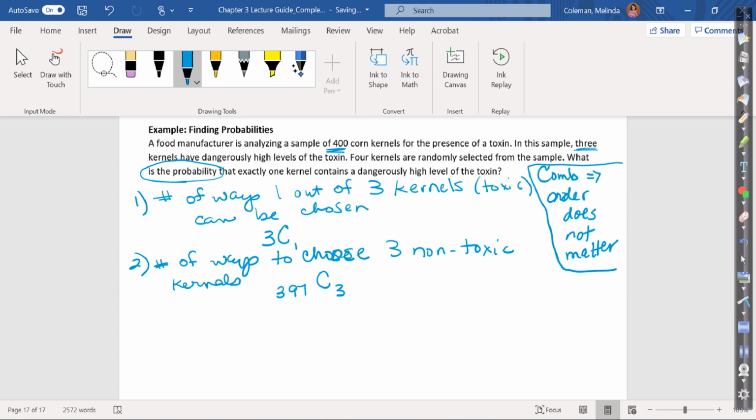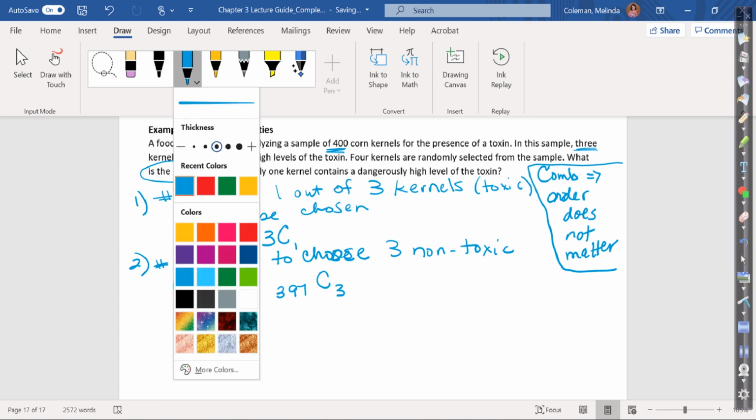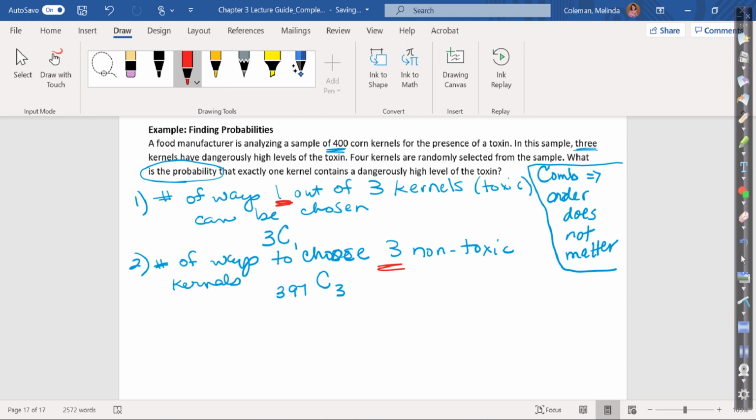Right? So why did we choose 3 here and 1 here? Because remember, we are choosing 4 kernels at random. We want only one to be toxic. But we're still choosing 4. So that's why 3 plus 1 is 4.